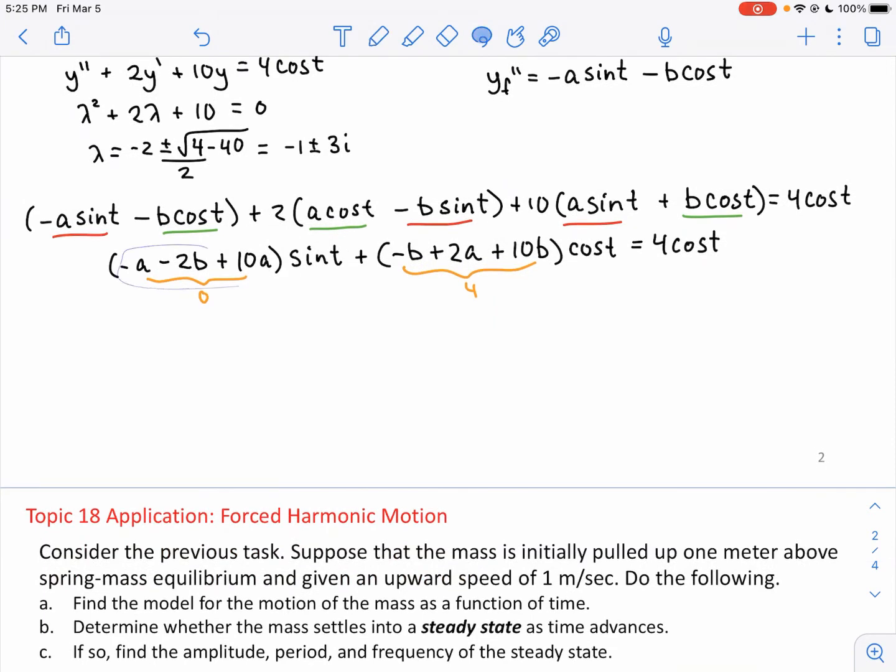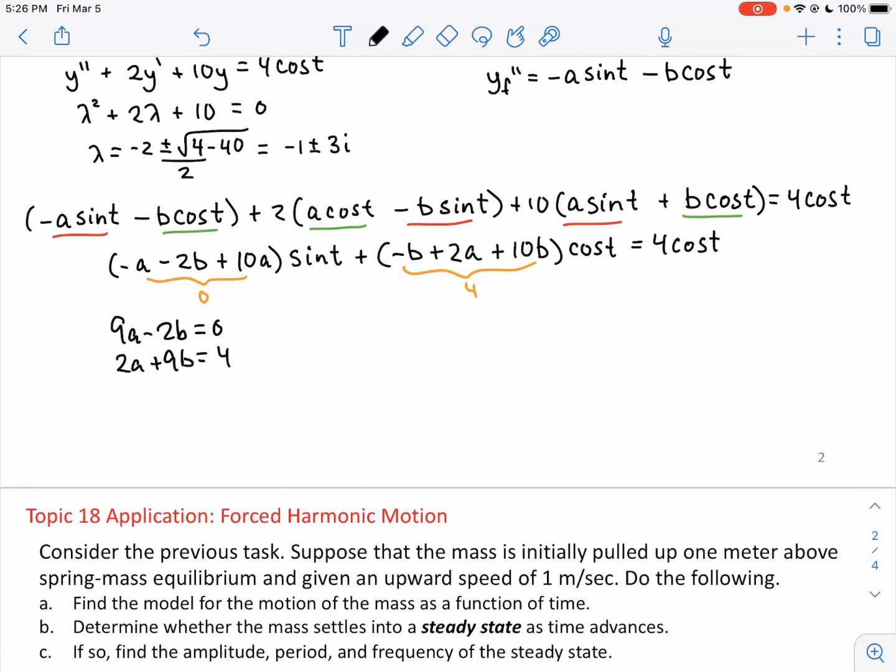Looking at the first one, this has to equal 0. Combining some terms, we really have 9a minus 2b, so 9a minus 2b has to be 0. And then the second one, combine the b's here. We have 9b plus 2a. Let me write them in order: 2a plus 9b has to be equal to 4. So this is our system that must be solved for a and b.